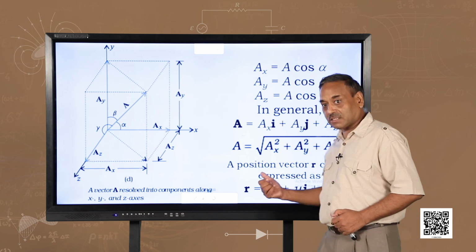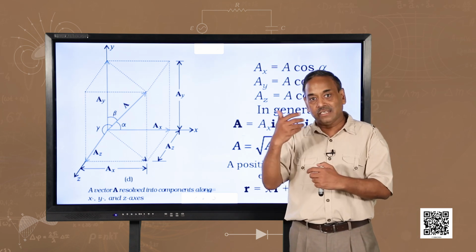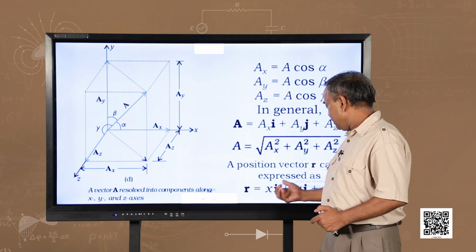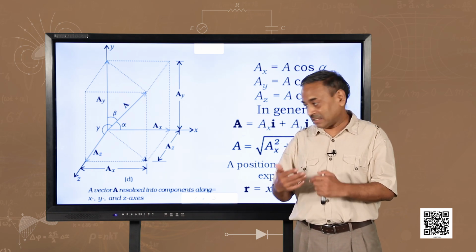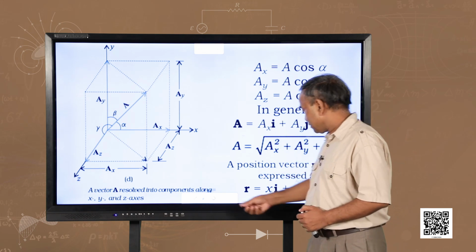A position vector R can be expressed as R is equal to X i plus Y j plus Z k. What are x, y, z? These are the components along the x axis, y axis, z axis respectively. Needless to say, i, j, k are the unit vectors along the x, y, z directions respectively. So this is how you can resolve the vectors.